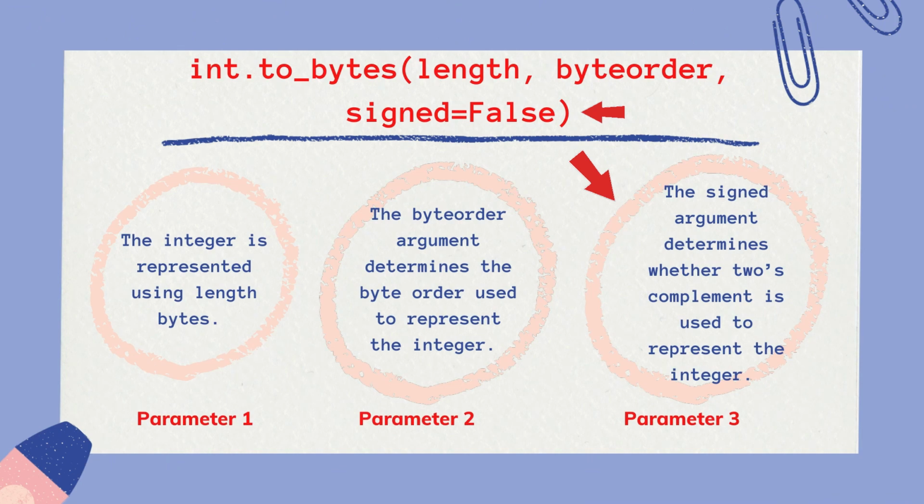The third parameter to this function is signed. The signed argument determines whether 2's complement is used to represent the integer. The default value for signed is false.